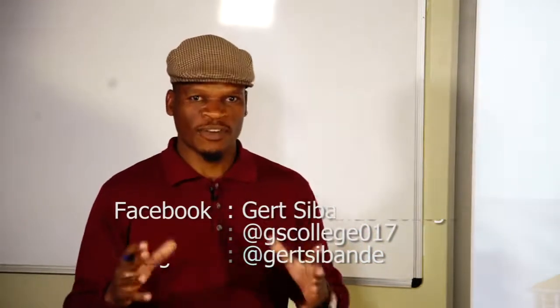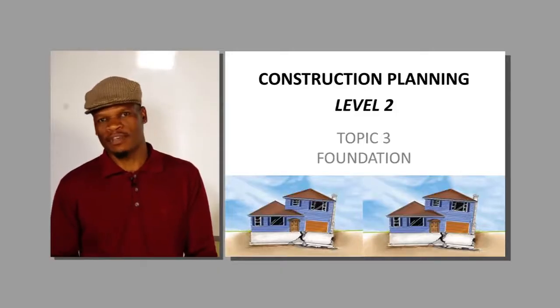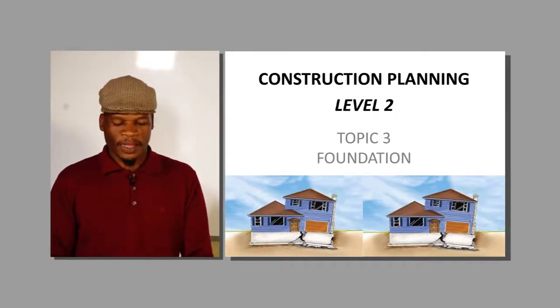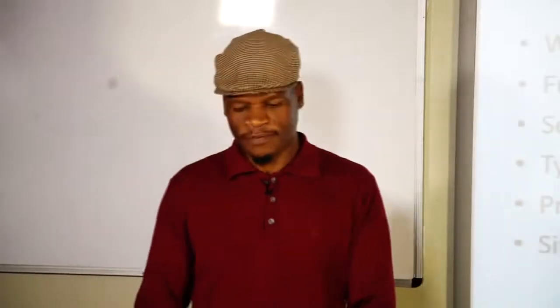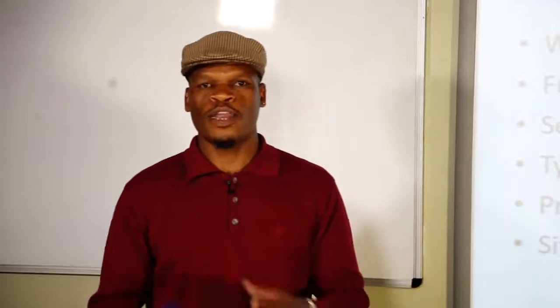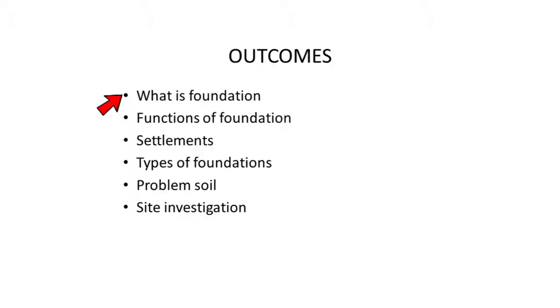Today we are going to look at construction planning level 2. We are going to look at topic number 3, which is based on the foundation. The outcomes that we are going to look at are as follows. We have to look at what the foundation is, based on the structures that are going to be constructed. We are also going to look at the functions of the foundation. We will also check on the settlement and the different types of settlement that the structure might incur.